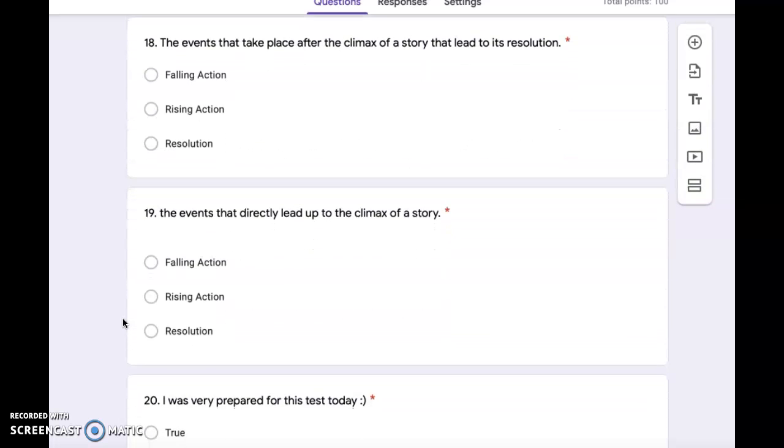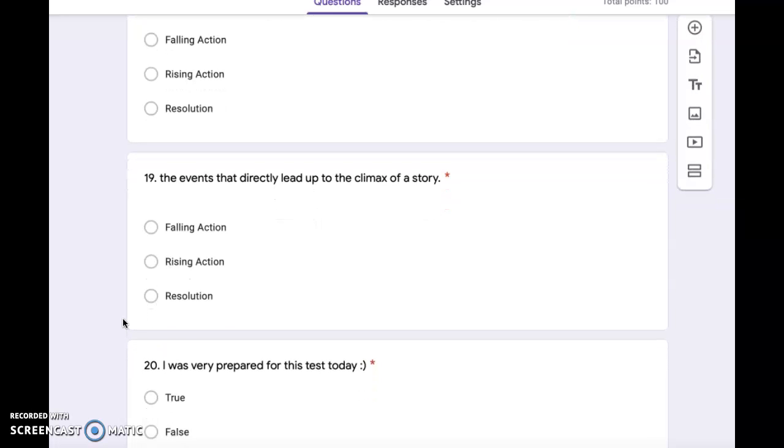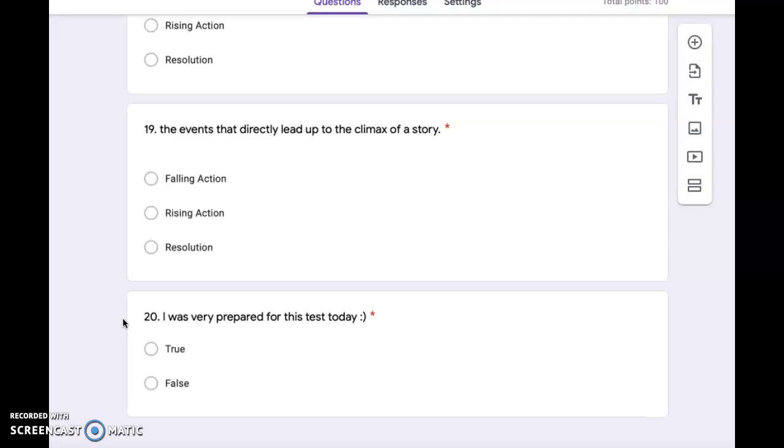Number 18. The events that take place after the climax of a story that leads to its resolution. Falling action, rising action, or resolution. Number 19. The events that directly lead up to the climax of a story. Falling action, rising action, or resolution.